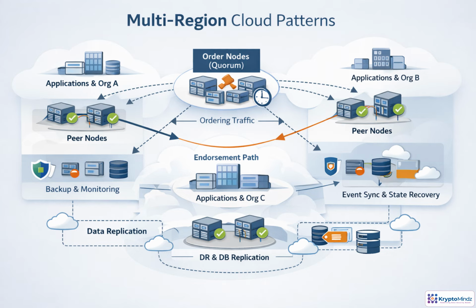Multi-region Fabric design is a trade-off, not a checkbox. Place peers near the applications and organizations that need endorsements, or transaction latency can rise quickly. Treat ordering nodes differently. Quorum must survive regional failures, but wide area links can slow consensus. Replicate certificates, backups, configuration, observability data, event checkpoints, and state database recovery assets before an outage happens. Most importantly, test failover. High availability only exists when recovery actually works.